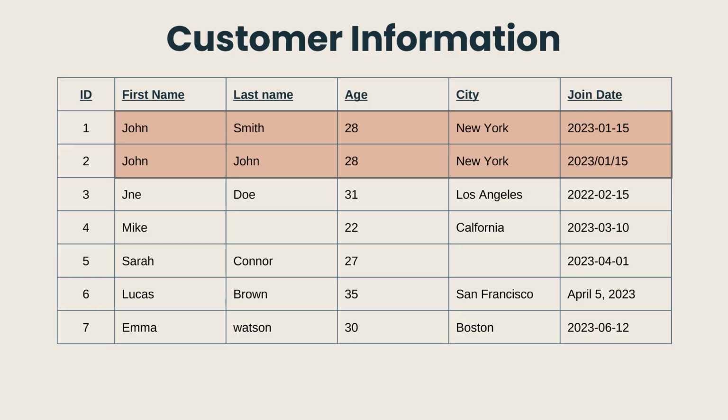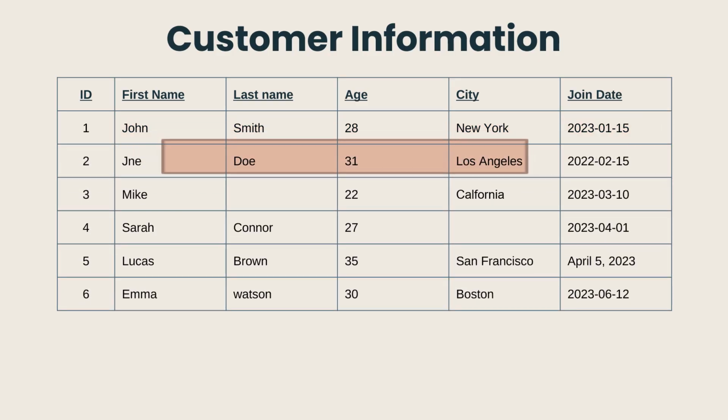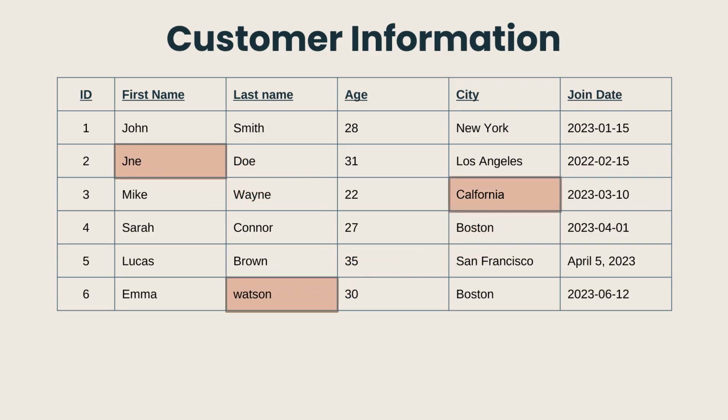First, removing duplicates. We only keep one of the repeated rows. Second, handling missing values, either filling them in or removing them. Third, correcting typos, like changing Califronia to California. And finally, standardizing formats, like making all dates follow the same structure.